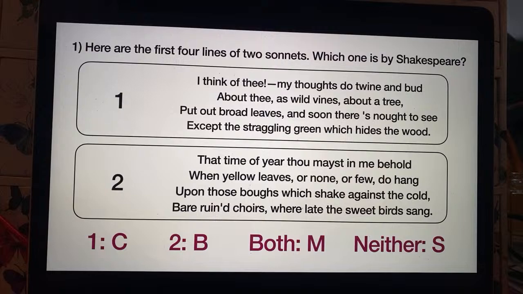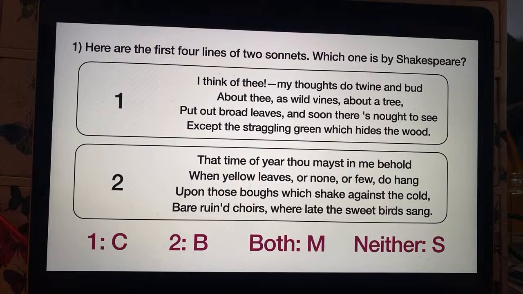Which of those is by Shakespeare? If you think just number 1 is by Shakespeare, write a C. If you think that just number 2 is by Shakespeare, write a B. If you think they're both by Shakespeare, write an M, M for mouse. Or if you think that neither of those are by Shakespeare, write an S. So if you're not sure, don't worry, because then I'll show you this question again, the normal version of the question, before I give you the answer.